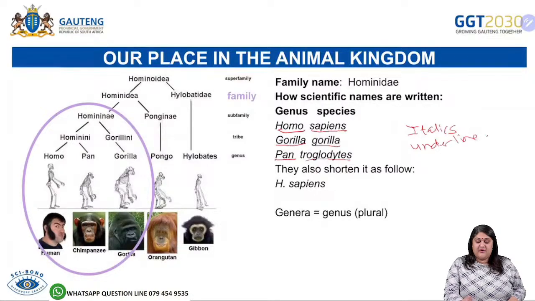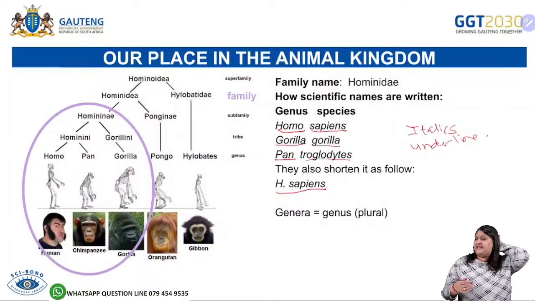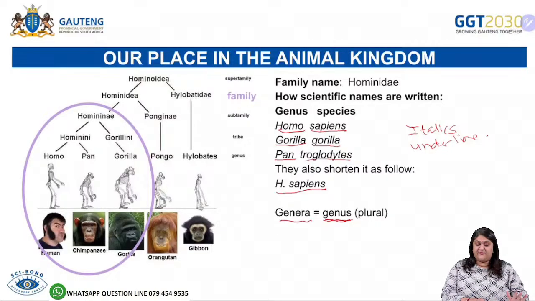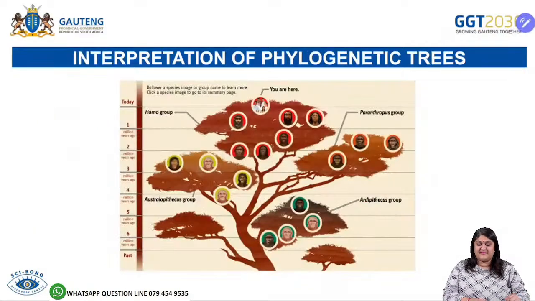You can also shorten it like this, but I would encourage you not to do that, only if it has been given to you in that form, in a diagram or a phylogenetic tree, then you can actually use it in that way. And then I want to explain to you the words genus and genera. Those are the different ways that they can say the word. So don't be confused if they ask you what is the genus, or they can say genera. It's just that one is the plural form and one is the singular form.